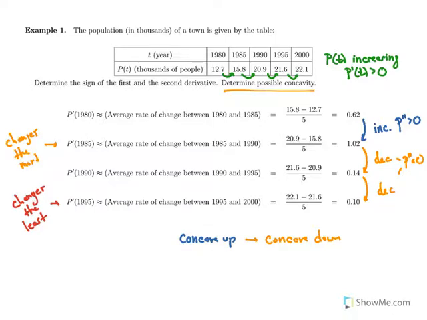Determine the possible concavity. We're going from concave up to concave down. The function is always increasing, concave up to concave down. So if we had to sketch this very quickly, we have an increasing function, concave up to concave down, something like that. And of course, we could do a better graph if we look at the exact values.